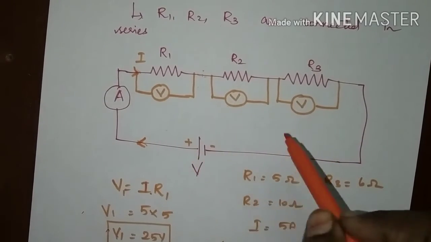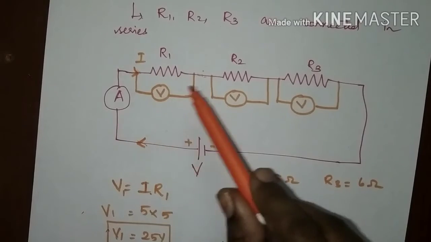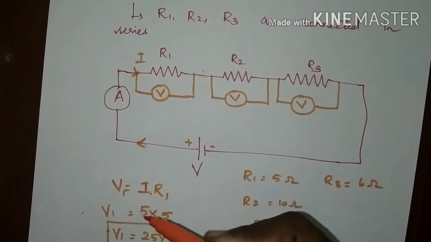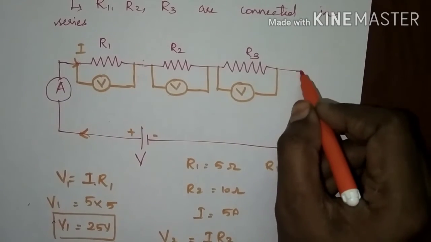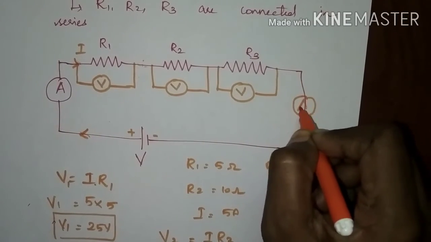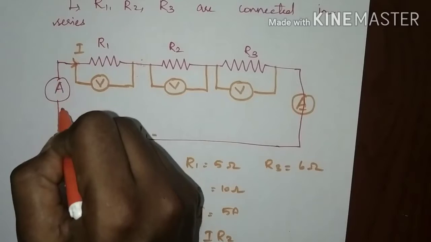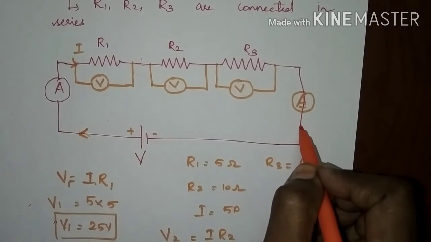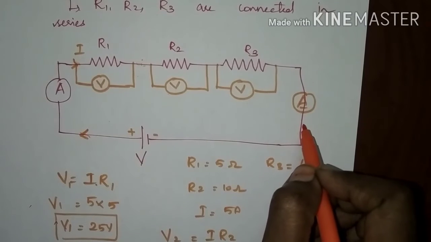The voltage will vary. So from this we can say the voltage will vary in the series circuit, while the current will be the same in the series circuit. If you put an ammeter here, assume you are connecting an ammeter again here, if the current I flows in this ammeter, the same current will be flowing in this ammeter also. The current won't change in the series circuit, right?